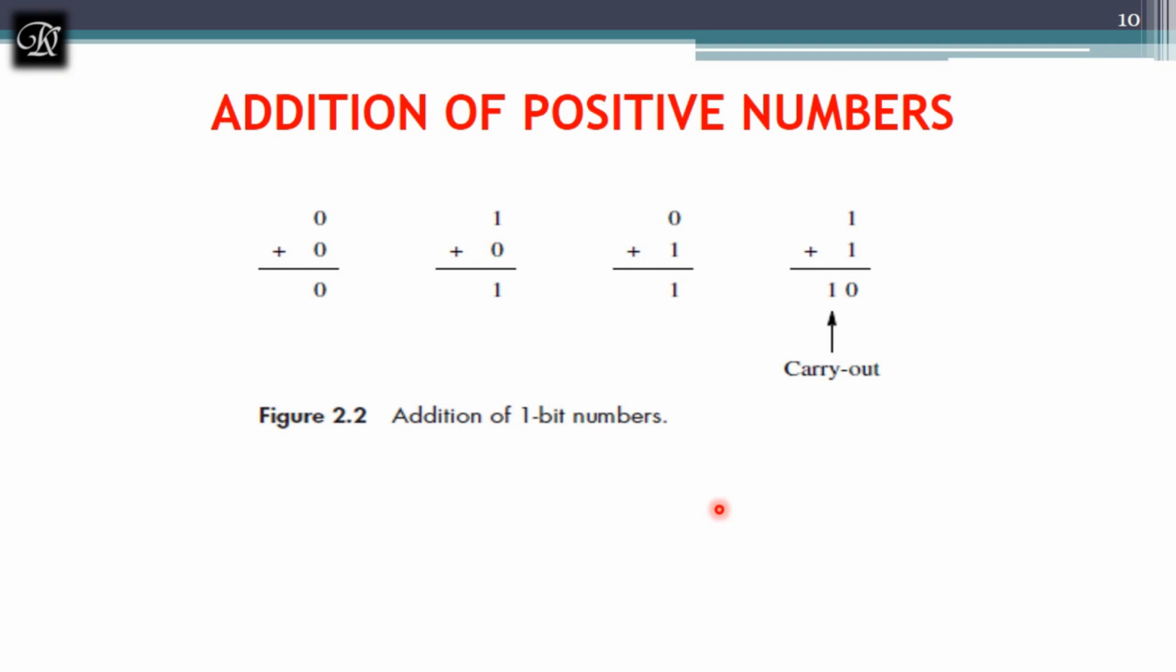Next, how to perform the addition of two positive numbers. 0 plus 0 is 0, 1 plus 0 is 1, 0 plus 1 is 1. But when you add 1 and 1, remember this is the addition of binary numbers, not decimal numbers. So according to decimal, 1 plus 1 is 2, but here it is binary: 1 plus 1 is 0, and the carry will be 1.